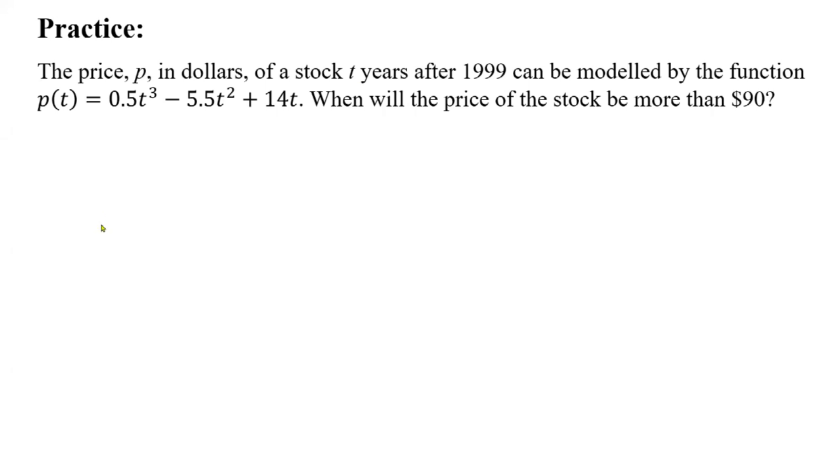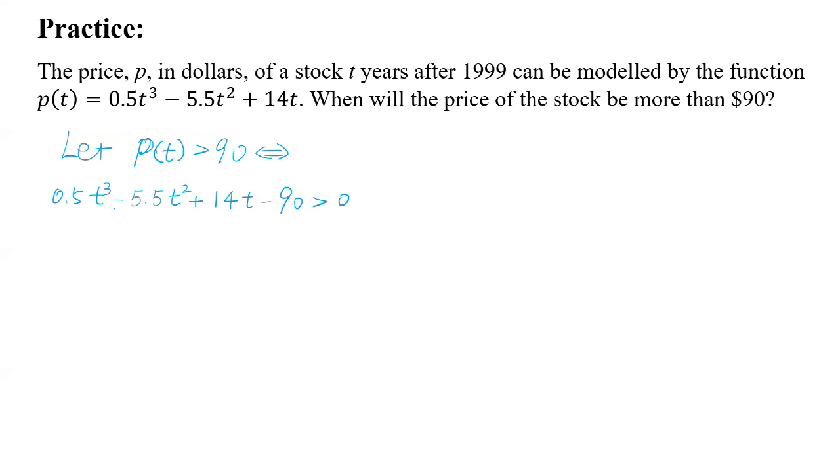All right, have we finished? So let's have a look at the solutions together. So basically here we want to solve for t such that the price p is more than $90, right? So we can just let p(t) be more than 90, right? Which is equivalent to 0.5t cubed minus 5.5t squared plus 14t minus 90 greater than 0, right?